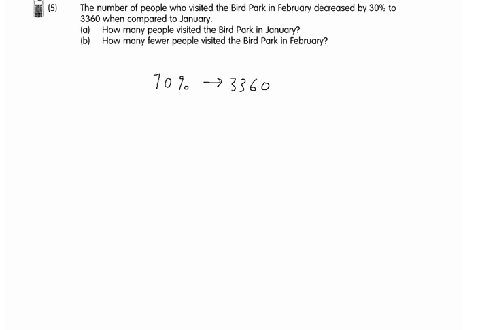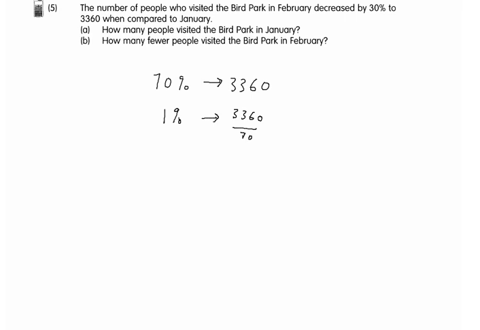So next, I need to find my 1%. As usual, I'll find my 1% first, which is 3,360 over 70. No need to evaluate it. No need to solve it. Save some time. Not necessary. Just keep it like this.